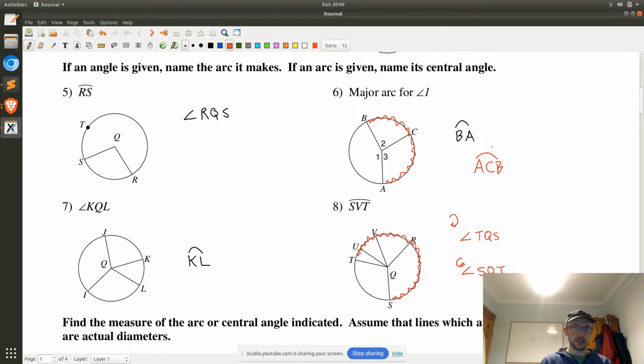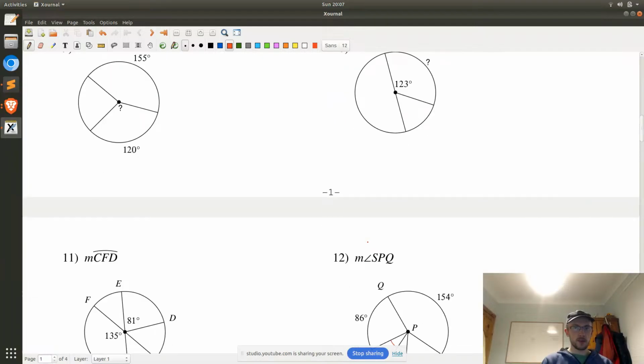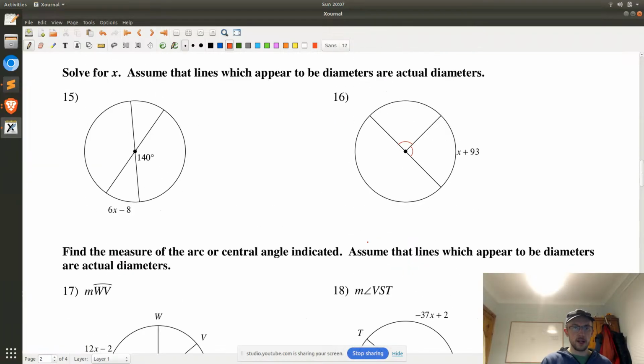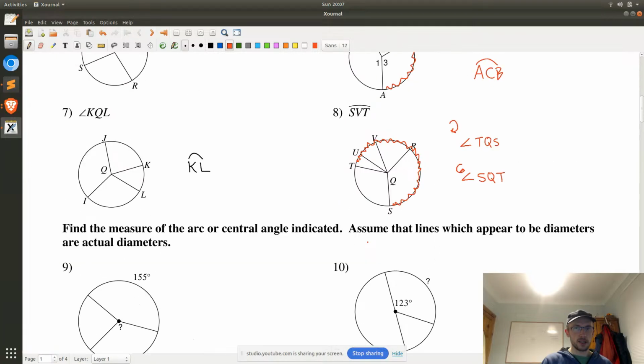Here, ACB, okay, that's good, and KL, and they say SQT. So they seem to decide when they want to go clockwise or anti-clockwise almost at random, it seems. I guess I'll have to specify each and every time what it is that I'm actually doing.